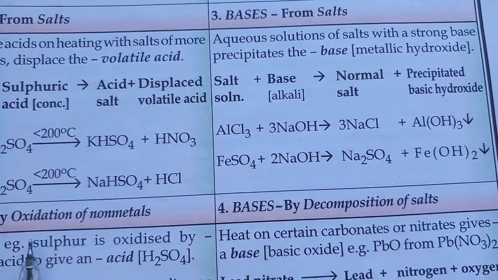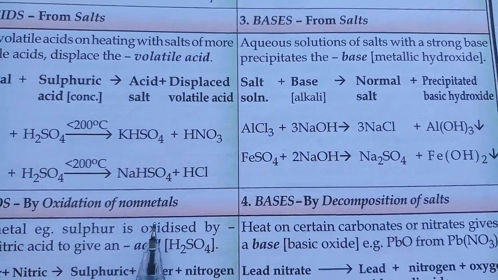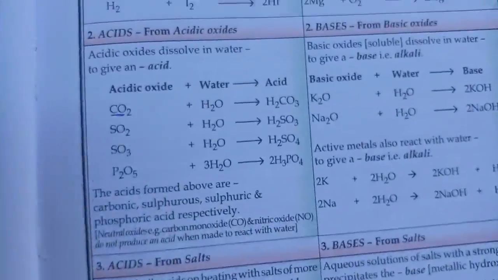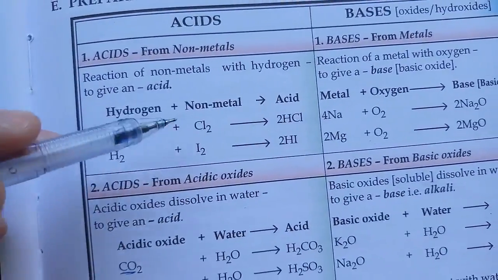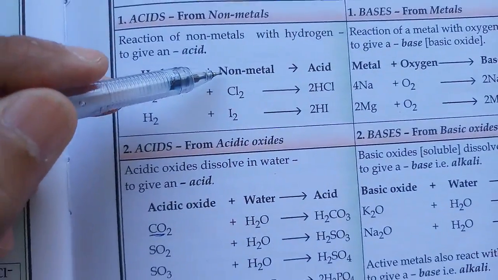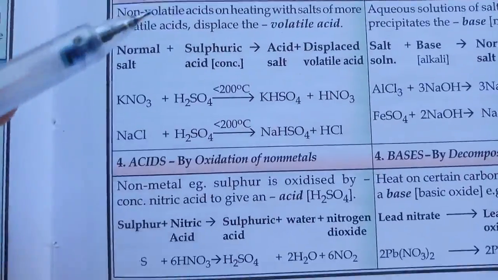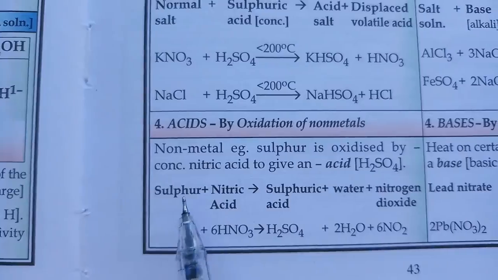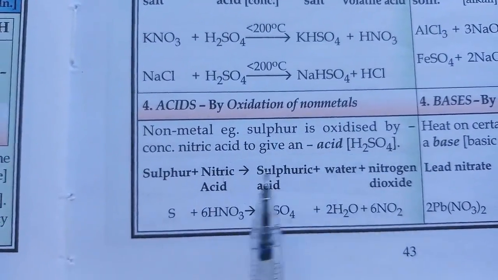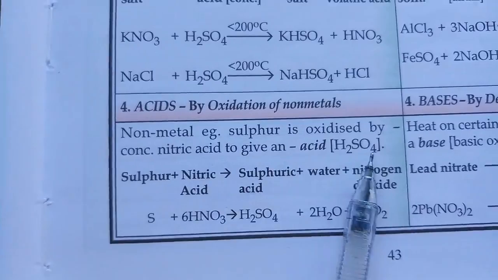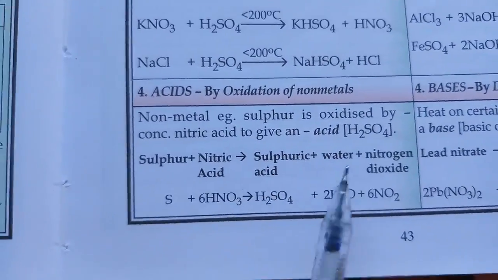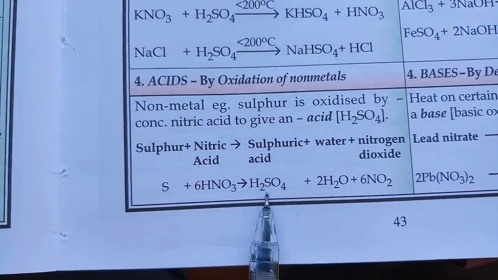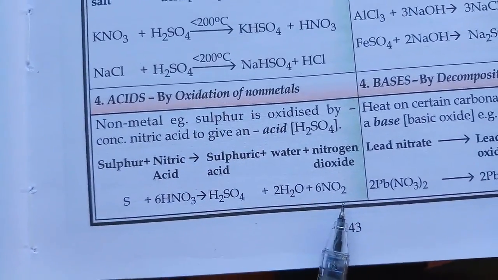Preparation of acid by oxidation of nonmetals. Keep in mind, acid is formed by the nonmetals, right? Wherever you see, for example, take a look at the first preparation, it reacts with the nonmetal, right? Same way here also, when you come down, this is also from a nonmetal, right? For example, sulfur is oxidized by concentrated nitric acid to give you the acid called sulfuric acid, right? So sulfur is a nonmetal. You take it with nitric acid, HNO3, and you get sulfuric acid plus water plus nitrogen dioxide.